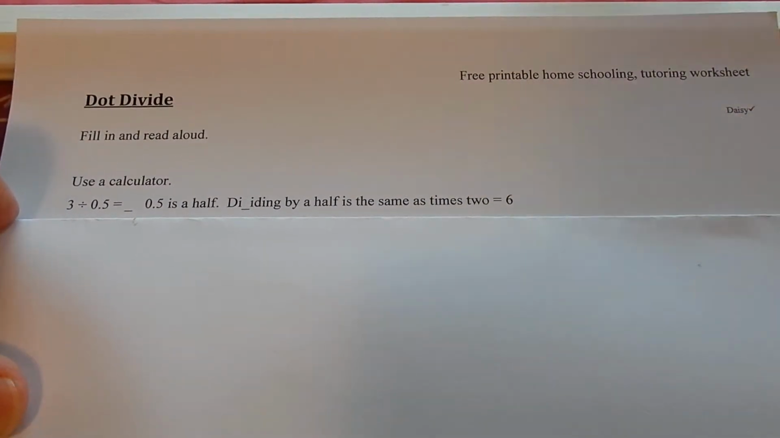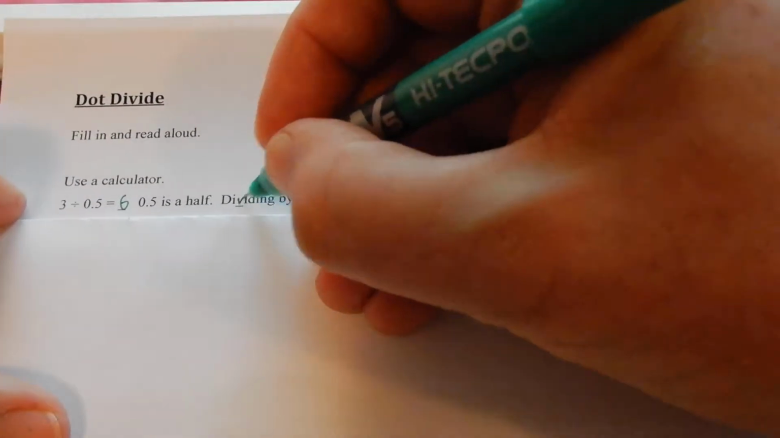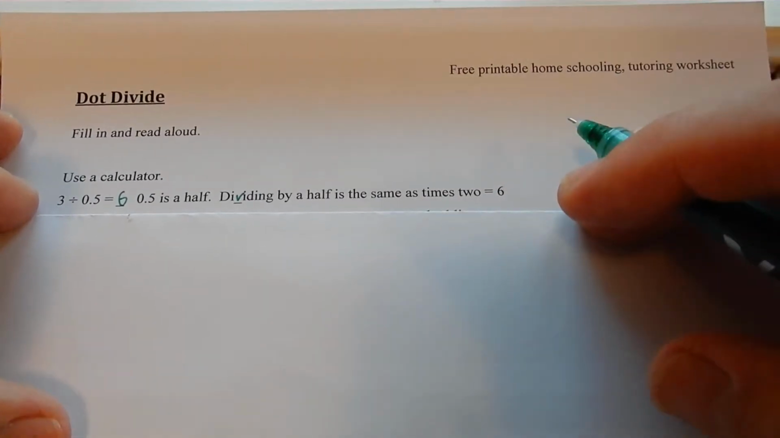0.3 divided by 0.5. Put that into your calculator. Oh, wait. Right, I waited. It's 6. 0.5 is a half. Dividing by a half is the same as times 2. Equals 6.